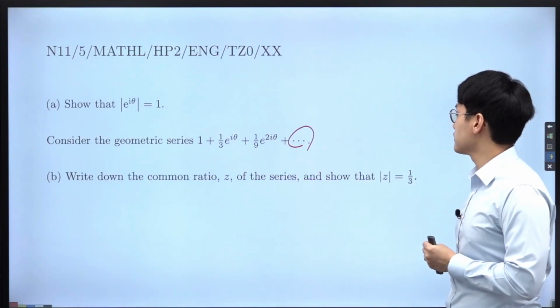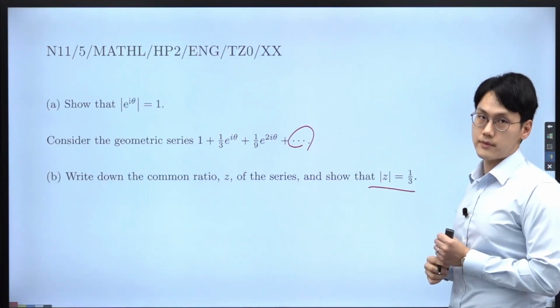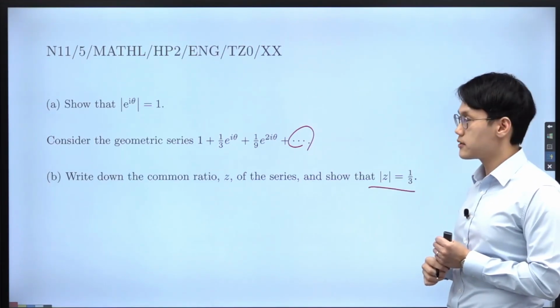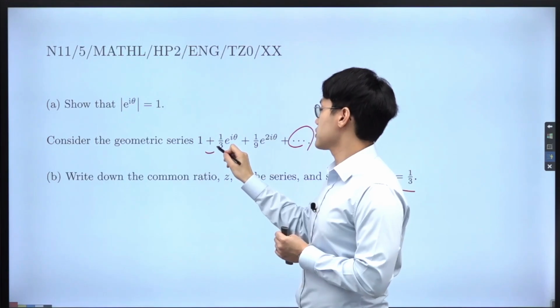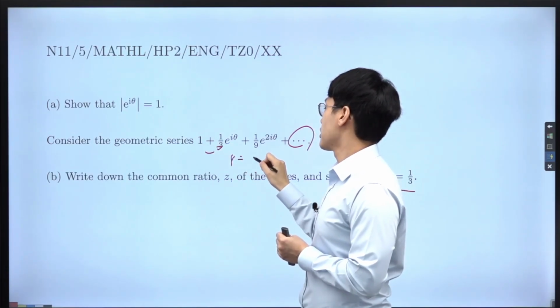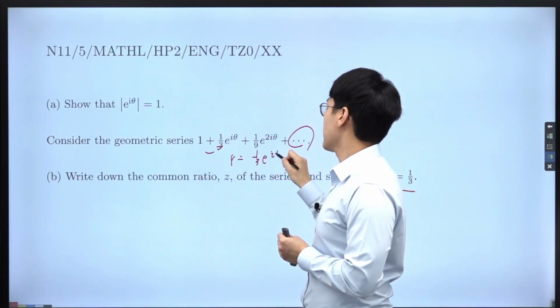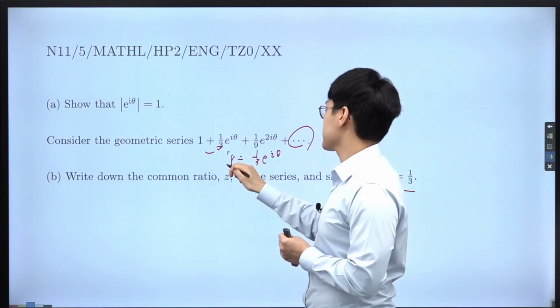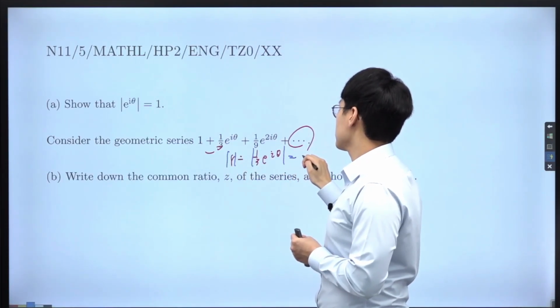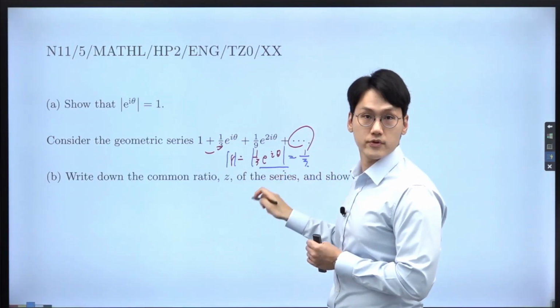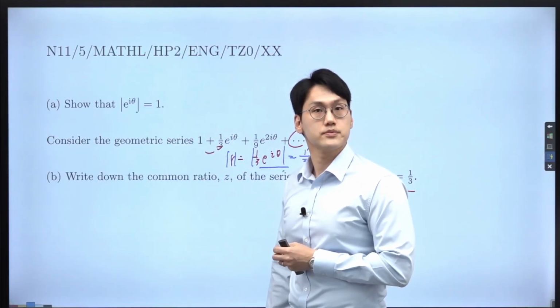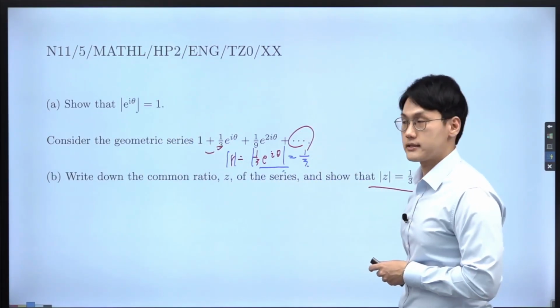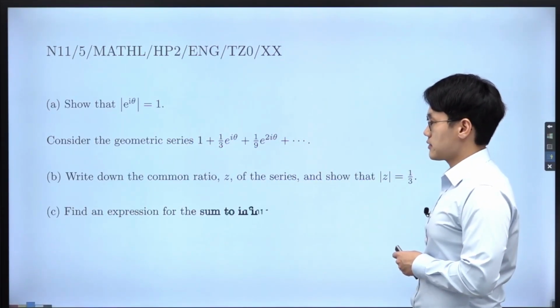And yes, we had to prove that the size of the common ratio here is going to be actually 1/3, and that's absolutely not a problem because we saw the common ratio is 1/3 e to the power of i theta, and if you actually put the absolute value on it, you simply just get 1/3 because you already proved that the modulus of the Euler form was simply just 1 using the Pythagorean identity. That's great. And let's have a look at the third one here.